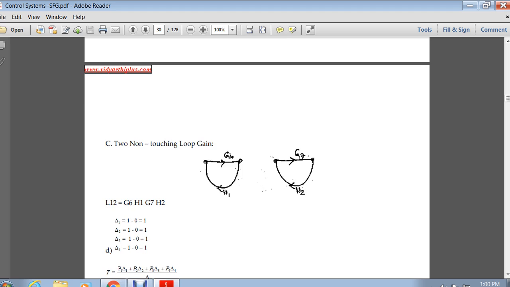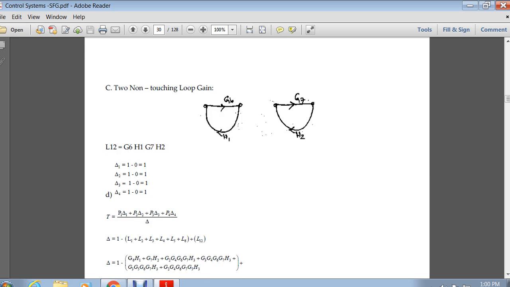Now we need to find non-touching loop combinations. Here we have non-touching loops G6H1 and G7H2. These two are the possible combination of non-touching loops. Now we need to find their determinants also. So here we take the non-touching loops as L12. L12 means the combination of G6 with H1 and G7 with H2. Now we need to find the determinants of the four paths. Those are delta 1, delta 2, delta 3 and delta 4.